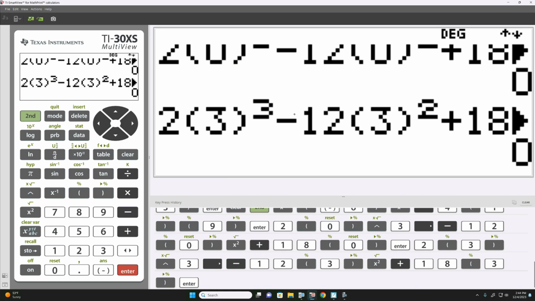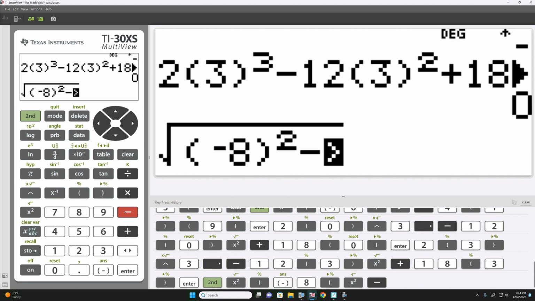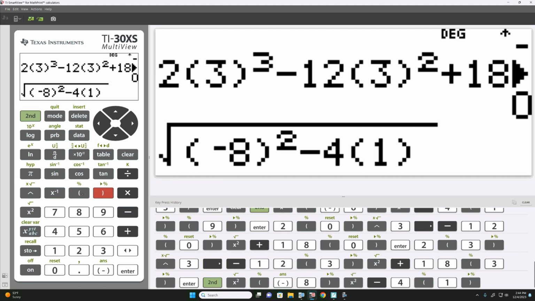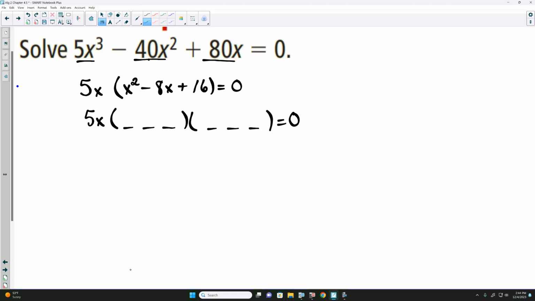I can check it in the calculator to see, because we can go second square root, negative 8 squared minus 4 times 1 times positive 16 does give us a whole number 0, not a non-repeating, non-terminating decimal, so it is factorable. To factor it, we look at the third term. If the third term is positive, the signs are the same and match the sign of the middle term, which would be negative and negative.